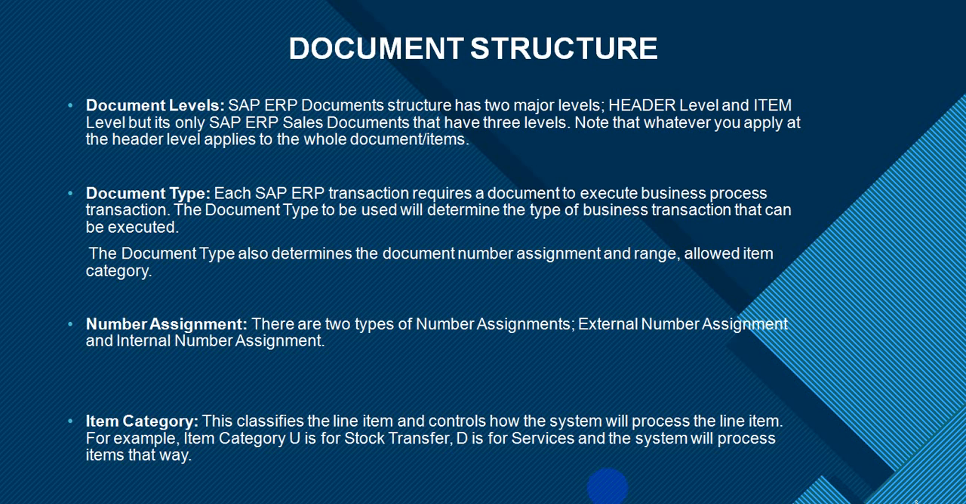And then we have the item category. The item category classifies the line item and controls how the system will process the line item. For example, item category U is for stock transfer. So if you select U for an item, the system automatically transacts it as a stock transfer. D is for services, and the system will process them exactly that way.